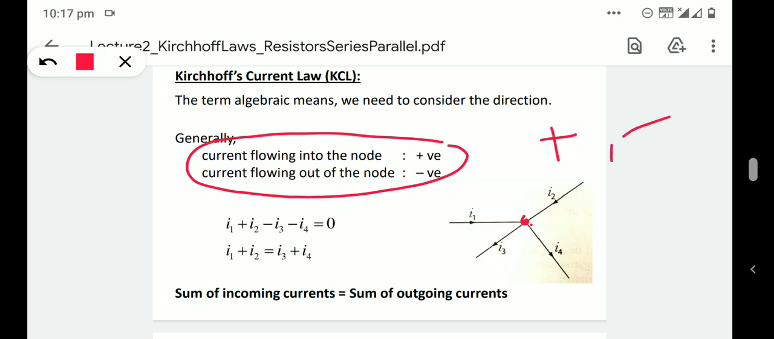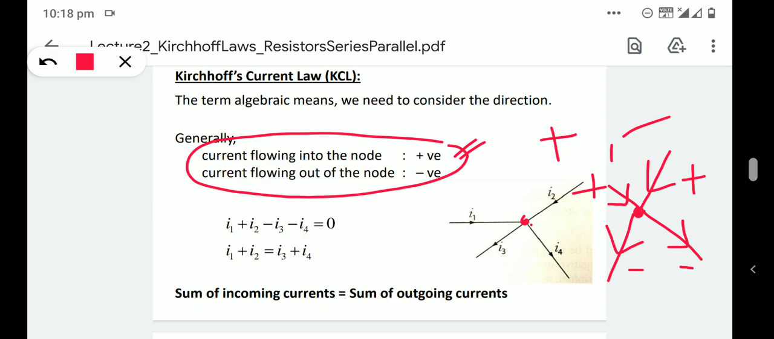Okay, so current flowing into the node is taken as generally positive. That is, the currents entering this node are taken as positive, and current leaving from the node is taken as negative. So these currents are positive and these currents are taken as negative. The current flowing out of the node is taken as negative.